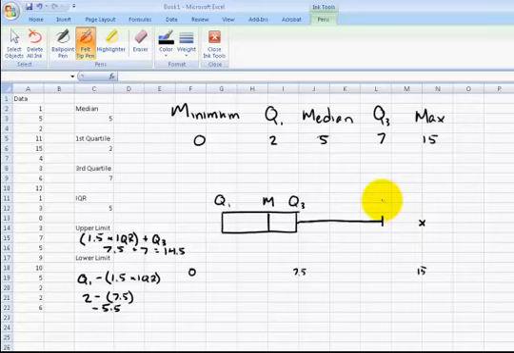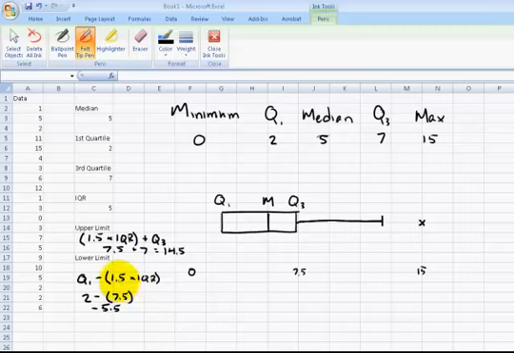Then we'll look at our lower limit over here. Our lower limit you determine by doing Q1 minus 1.5 times the IQR, or 2 minus 7.5, which is negative 5.5. Negative 5.5 is below our smallest number. Our smallest number is 0. So we're going to extend our box plot to 0. And we know that an outlier would be anything lower than negative 5.5. There is nothing lower than negative 5.5, so there's no X to indicate.